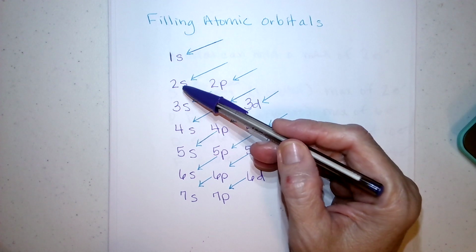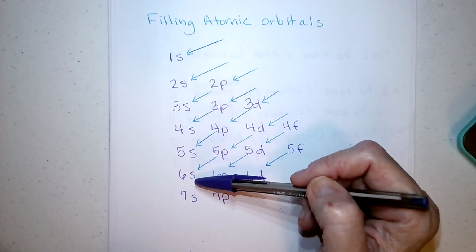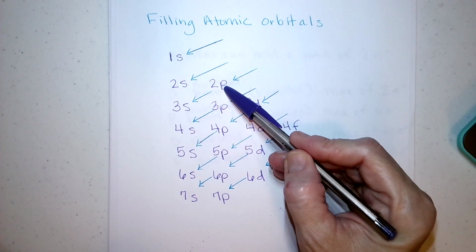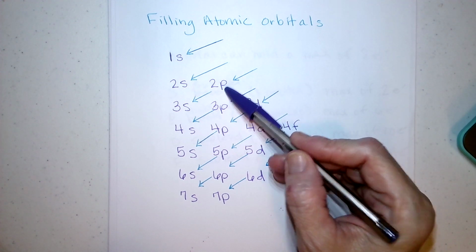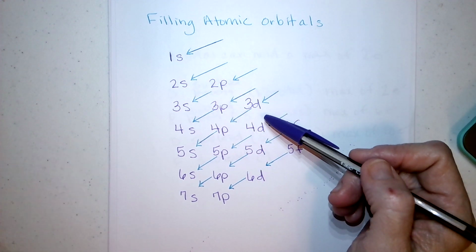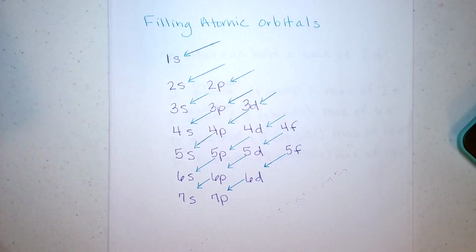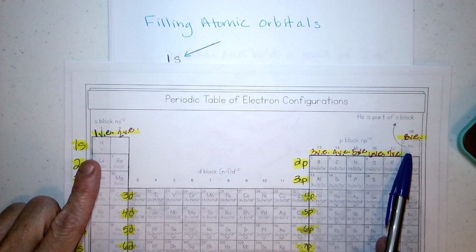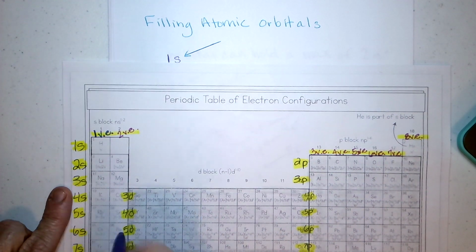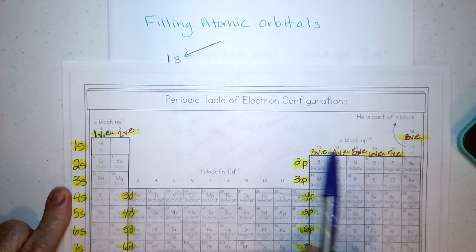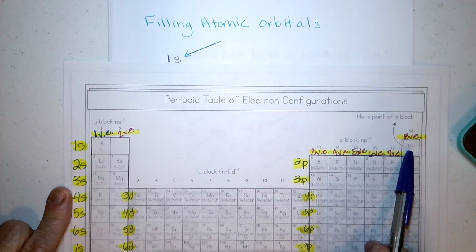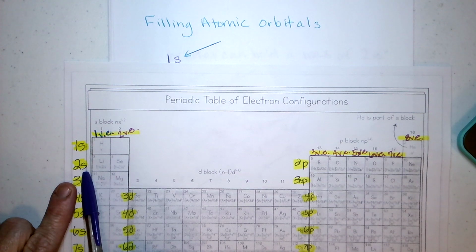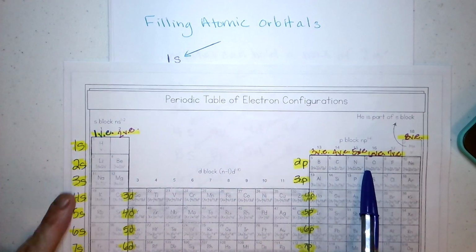So you write 1s, 2s, 3s, 4s, 5s, 6s, 7s, okay? P starts with 2, okay? Because remember, there's not a 1P, right? So we go 1S and we come over here and there's not a 1P, right? So then we have to go down a row. We go back over here to the left and we have 2S and then we have a 2P.